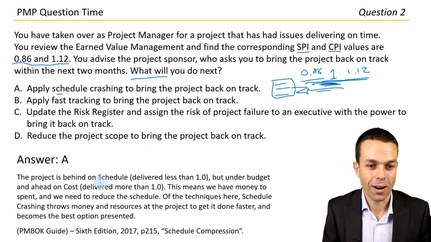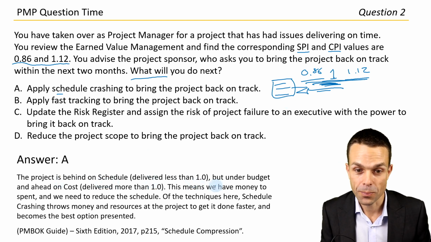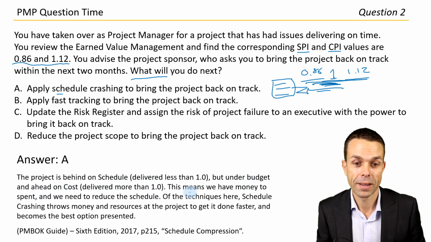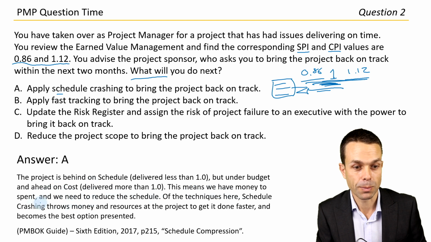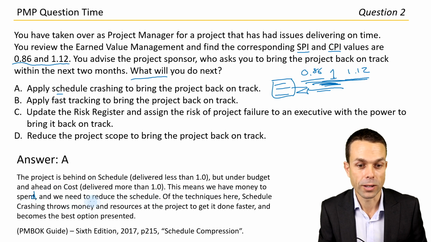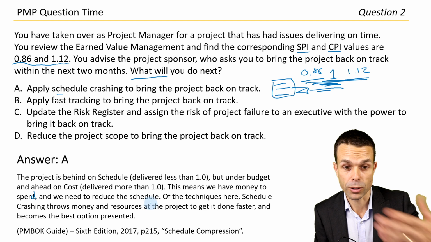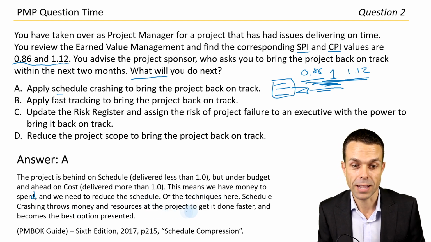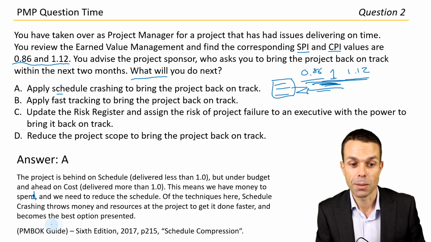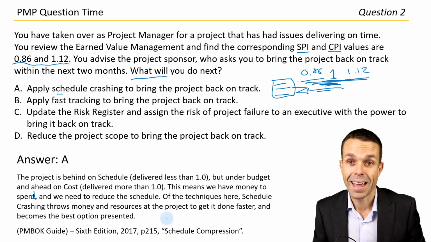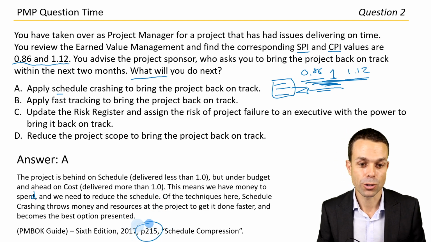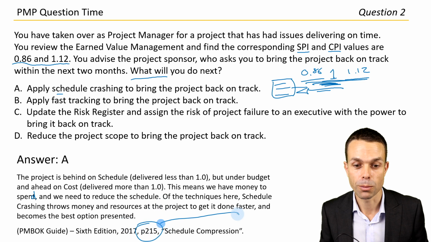The project is behind schedule, SPI less than one, but under budget and ahead on cost, CPI more than one. So this means we have money to spend, and we need to reduce the schedule or bring it back in line. Of the techniques here, schedule crashing throws money and resources at the project to get it done faster and becomes the best option presented. And of course, if you want to check this out in the PMBOK guide yourself, page 215 under schedule compression.